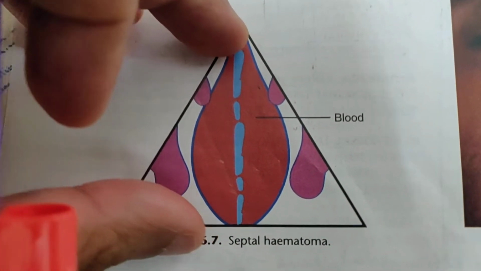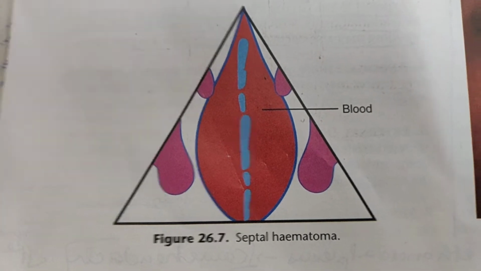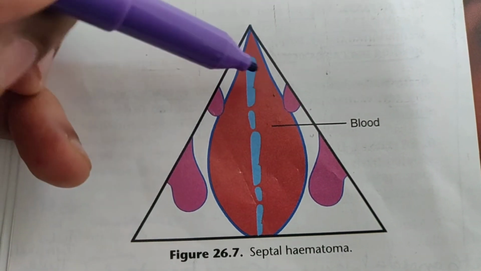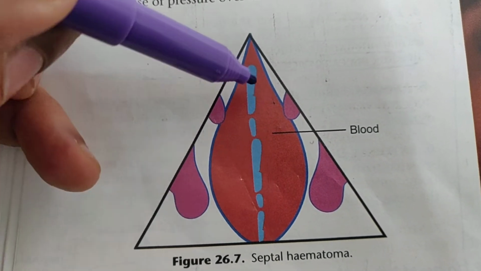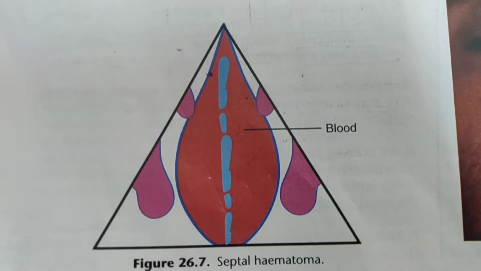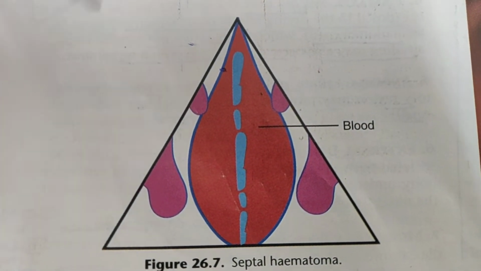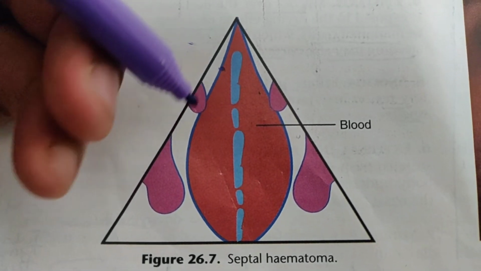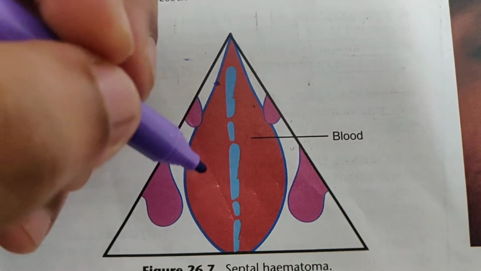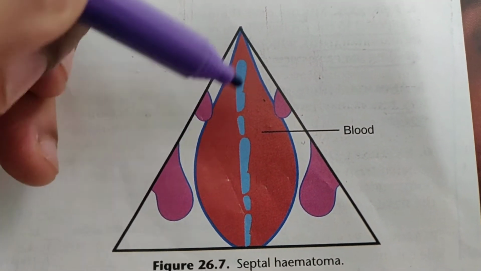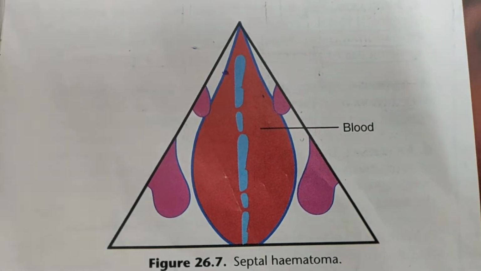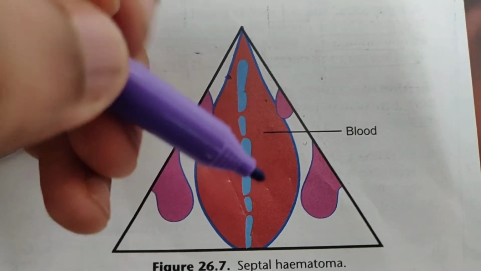So what happens is, during any trauma or surgery, there is a collection of blood between these layers, that is the perichondrium and periosteum, and between the bone and cartilage of the septum. This is called septal hematoma. On examination, we can see a smooth, rounded swelling, and on palpation it is fluctuant and often soft.